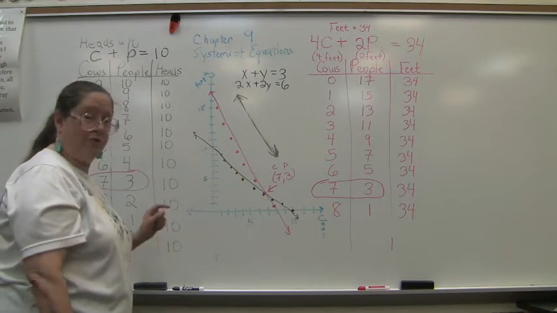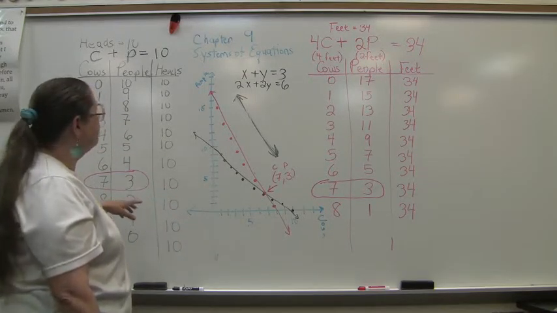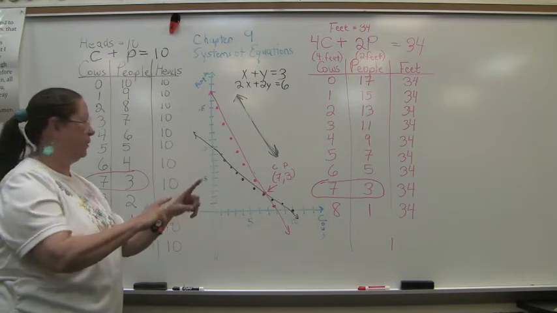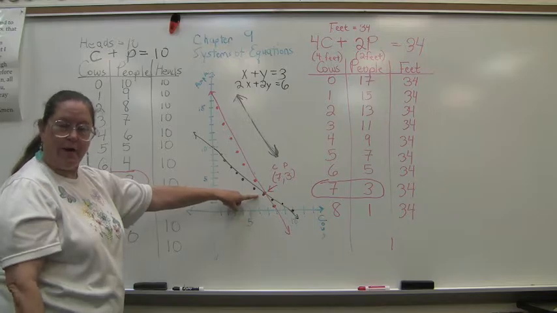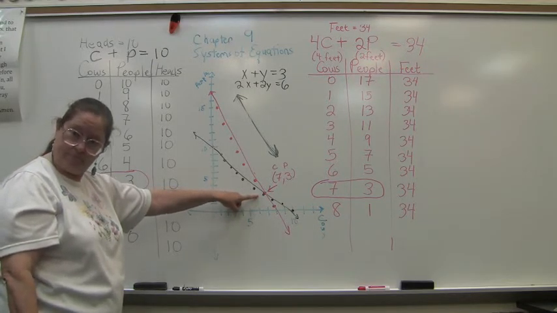Okay? But most of the time, 90% of the time at least, 95% of the time, when you graph your 2 lines, you're going to find one intersection point, just like we did here. And that's your answer to your system of equations. Okay?